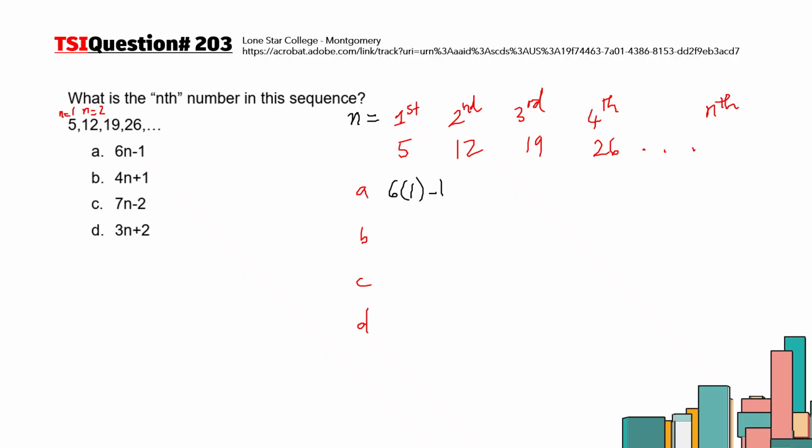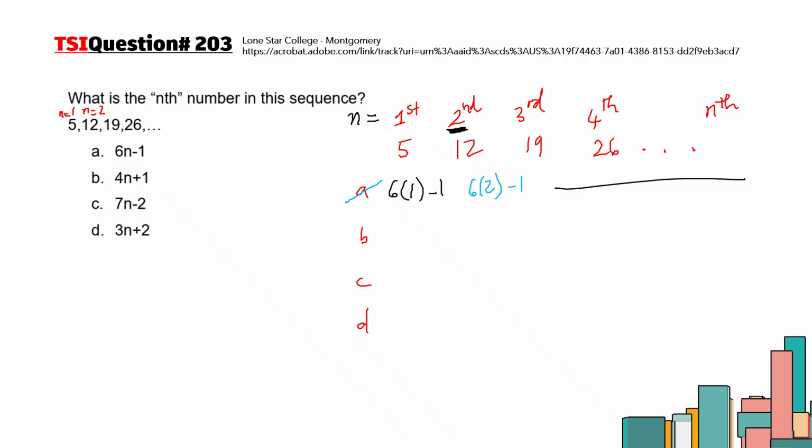Perfect. Now continue. 12 is the second position, so n equals 2. Now you will have 6 times 2 minus 1. This one is 11, it's not 12, so A is not the correct answer. Because one of them is wrong, we just ignore the rest.